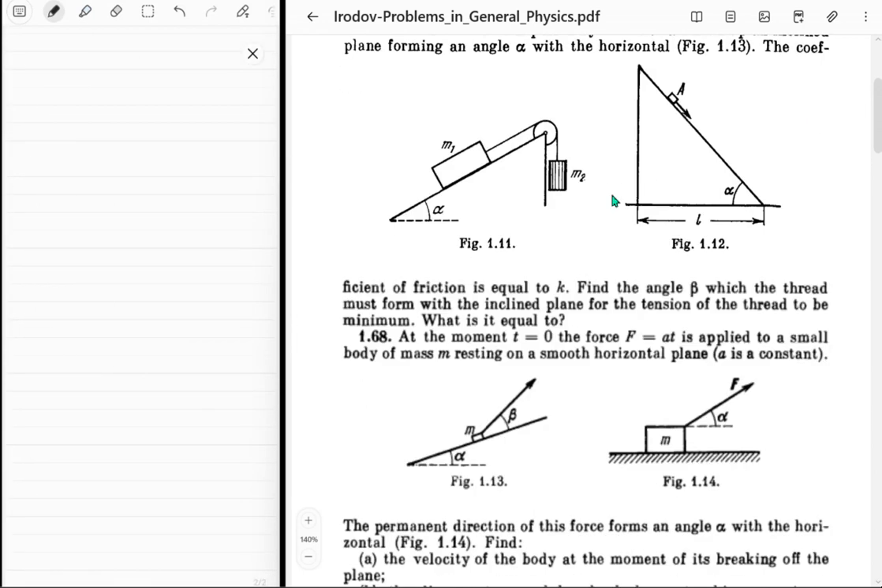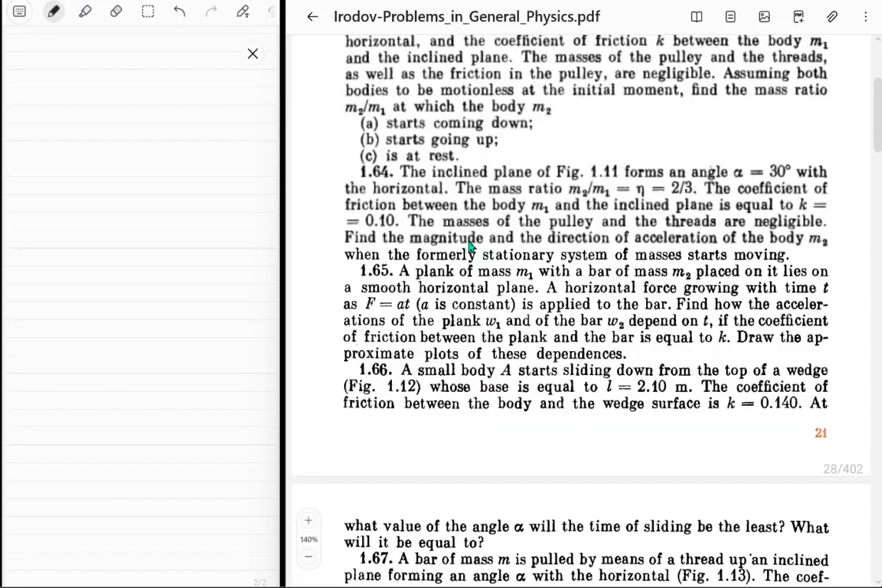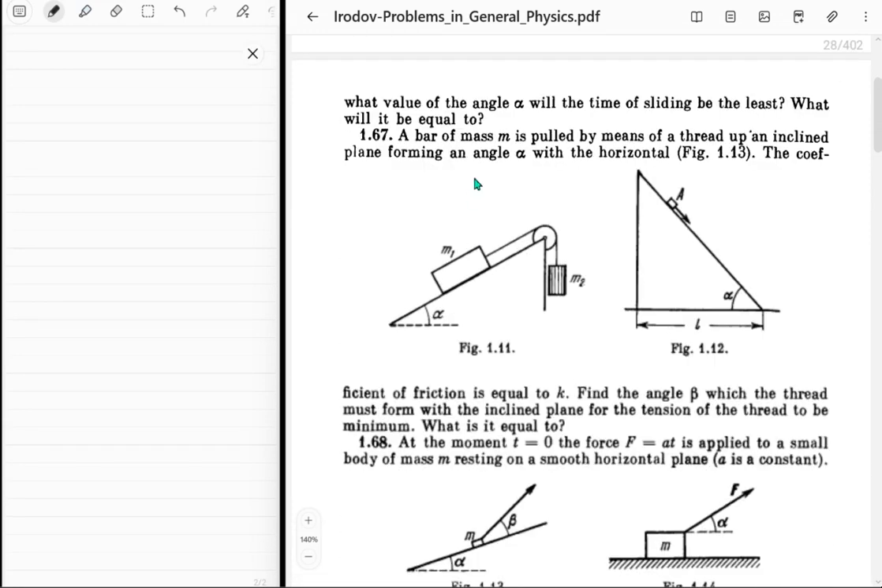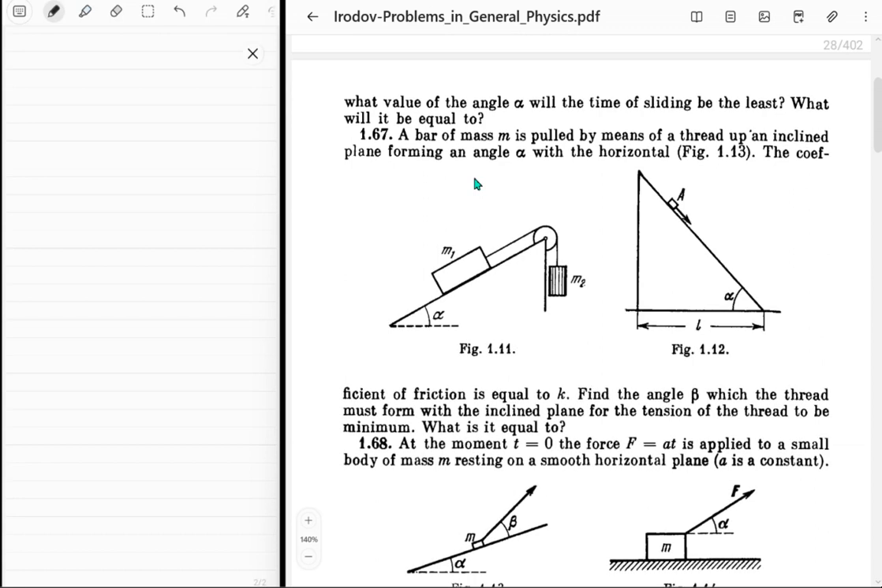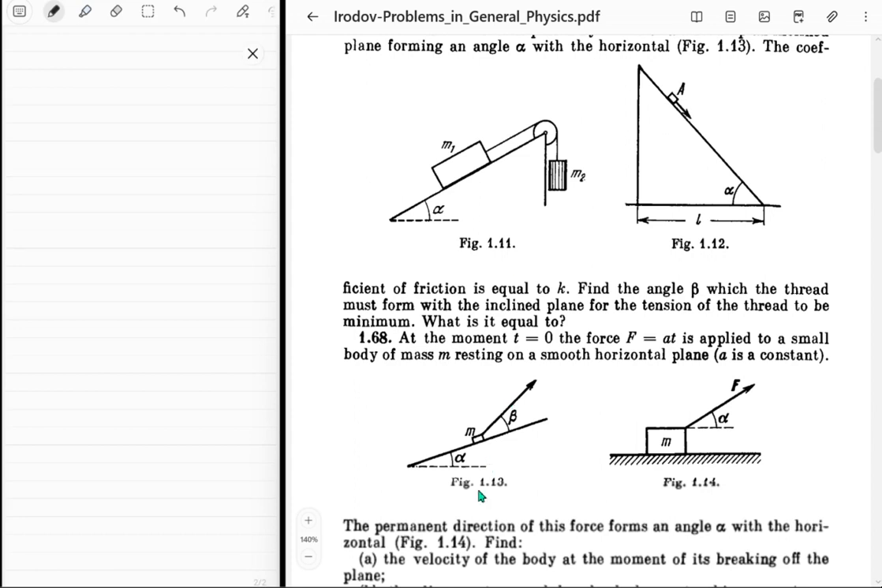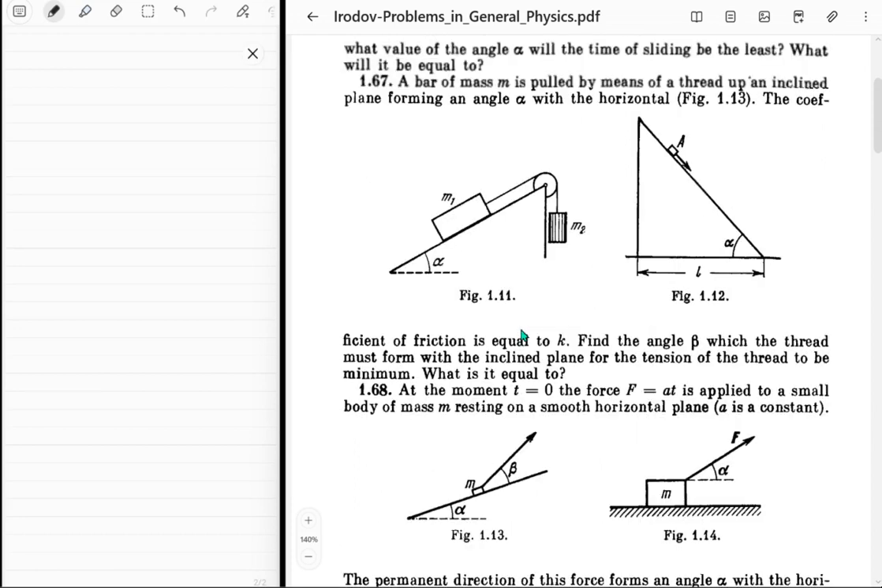Okay, how much? Oh, quite a lot. We just started actually. 67th. A bar of mass m is pulled by means of a thread up an inclined plane forming an angle alpha with the horizontal, figure 1.13. Where is the figure 1.13? So this is pulled up using a thread on an inclined plane forming an angle alpha with the horizontal. The coefficient of friction is equal to k. Find the angle beta which the thread must form with the inclined plane for the tension of the thread to be at minimum. Oh yeah, sure.